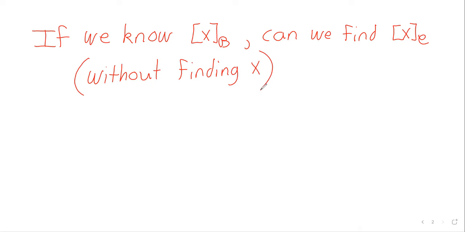And the reason we're going to try to do this without finding X is that, remember, X is just a vector in some arbitrary vector space. It could be very difficult to work with. So we don't want to work with X. That's kind of the whole point. We want to work with nice column vectors that we can perform row reduction on, and that sort of thing. And the answer to that question is yes. I would not have asked it otherwise.